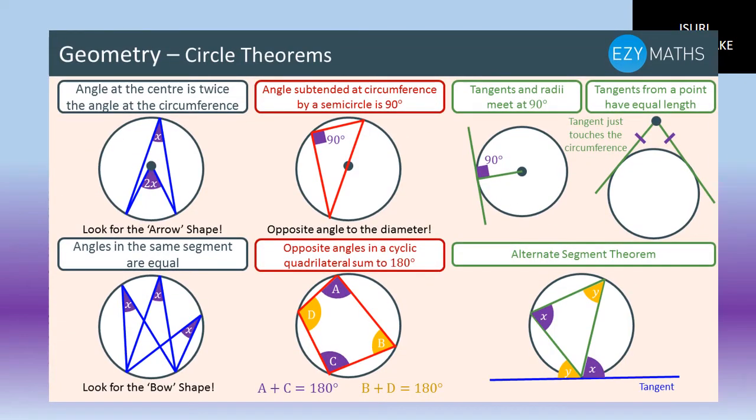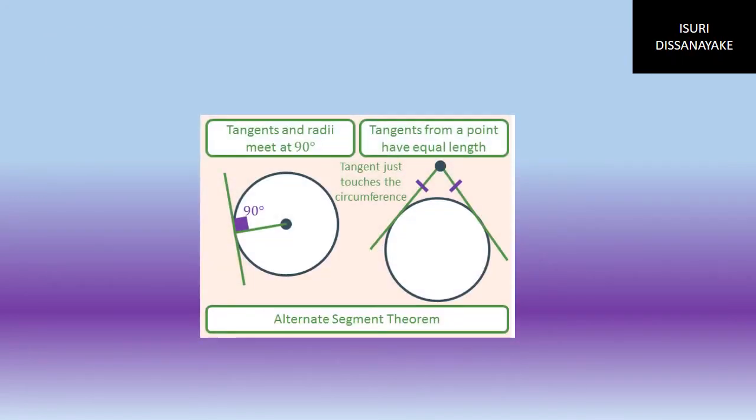Circle theorems. In this video, I will discuss tangents and radii meet at 90 degrees and tangents from a point have equal length.